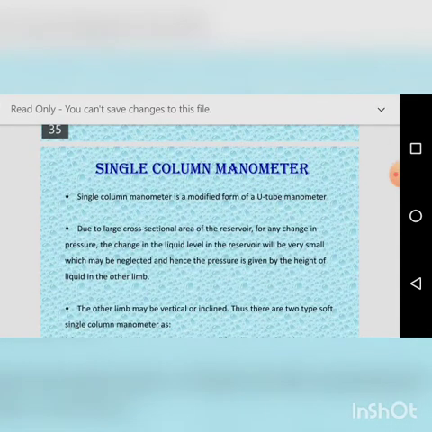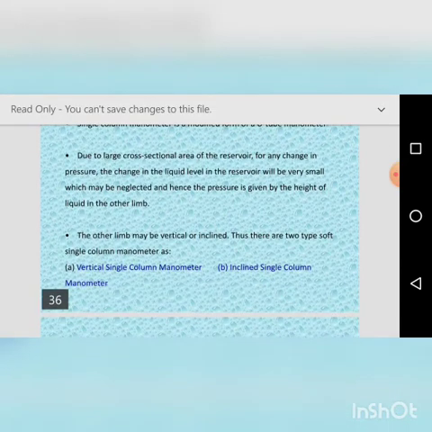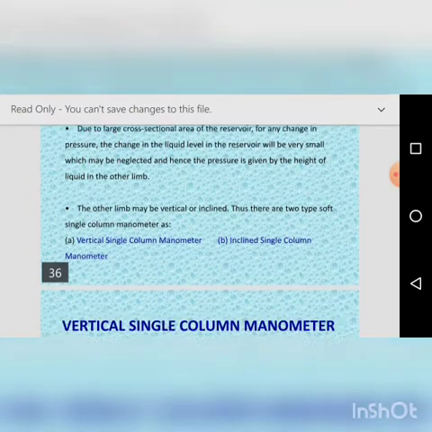Okay. Now let's move to the single column manometer. It is a modified form of U-tube manometer. Due to large cross section of the reservoir, for any change in pressure, the change in the liquid level in the reservoir will be very small, which may be negligible, and hence the pressure is given by the height of the liquid in the other limb. The other limb may be vertical or inclined. Based on that, there is a vertical single column manometer and an inclined single column manometer.